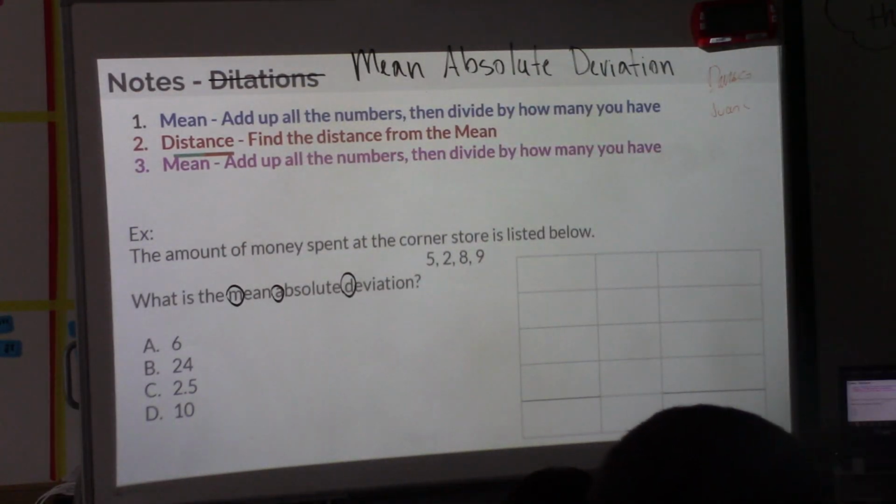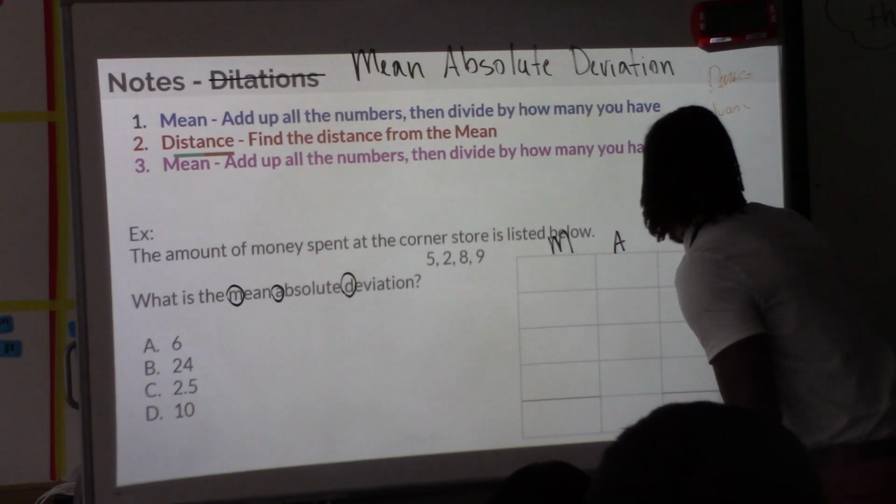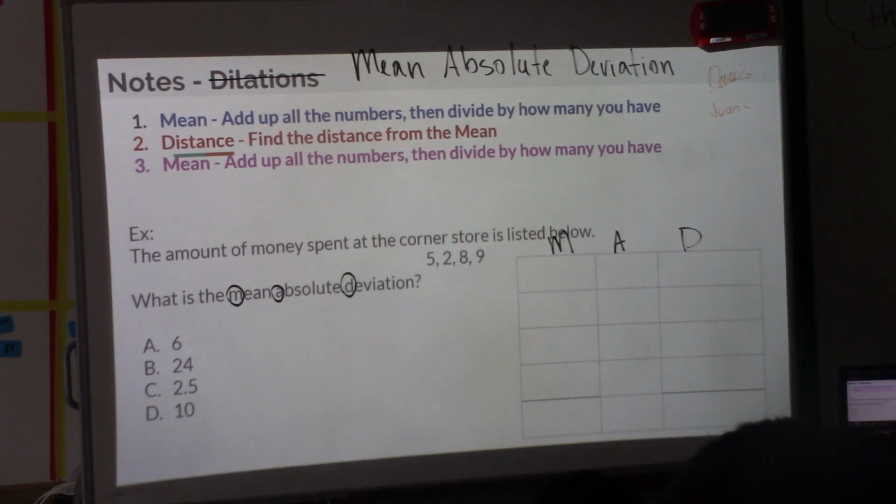Well, we used to call it a what? What type of chart is this? 3CPC chart. But with MAD, mean absolute deviation, we're going to call it a MAD chart. So we're going to use a MAD chart. So yeah, just draw it.